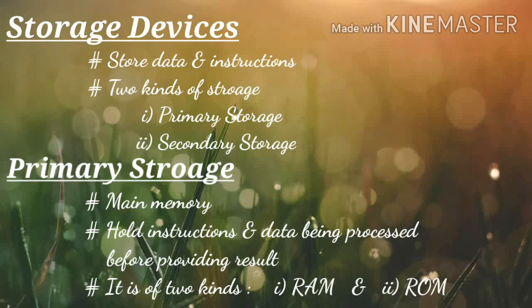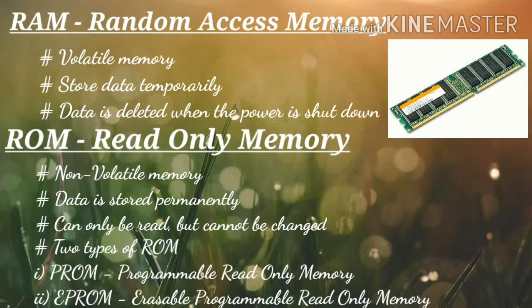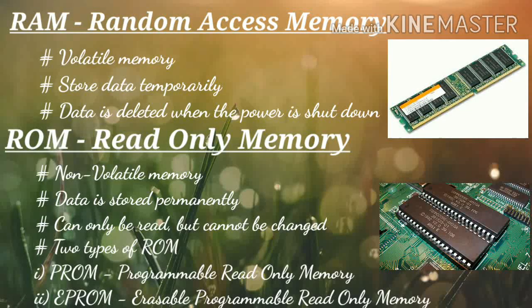There are two kinds of primary storage. One is RAM, another one is ROM. Let us see the random access memory. RAM is a volatile memory. It is used to store data temporarily, that is being accessed by the user. Data stored in RAM gets deleted when the power is shut down.